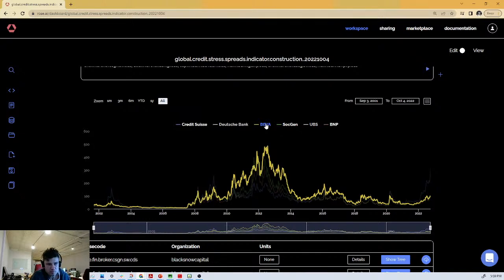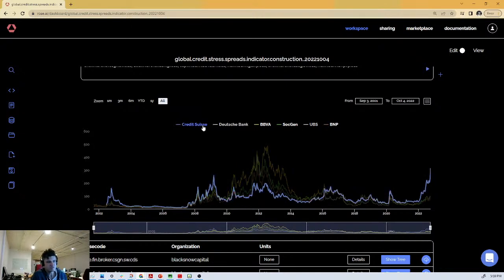In actuality, the Germans kind of saved everybody. And you can see that's represented in these spreads. So the spreads are mostly around the broker-dealers and not in these big European banks.